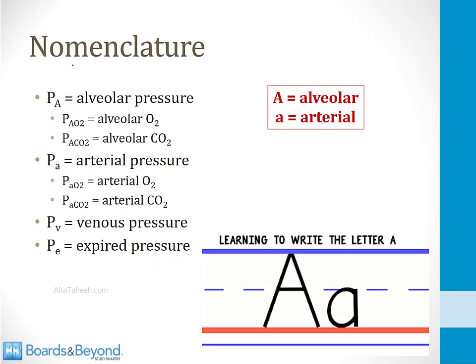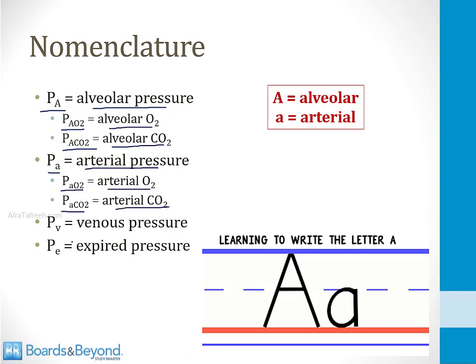Let me pause here and review a little nomenclature on how we refer to the concentration of gases in pulmonary physiology. When we use P with a capital A, we're referring to the alveolar partial pressure. So for example, P capital AO2 is the alveolar O2 concentration. P capital A CO2 is the alveolar CO2 concentration. When we use P with a lowercase a, we're talking about the arterial partial pressure. So P little aO2 is the arterial oxygen content. P little a CO2 is the arterial CO2 content.